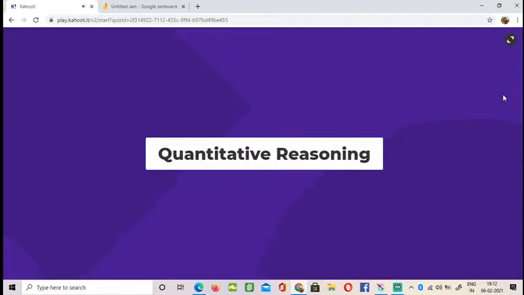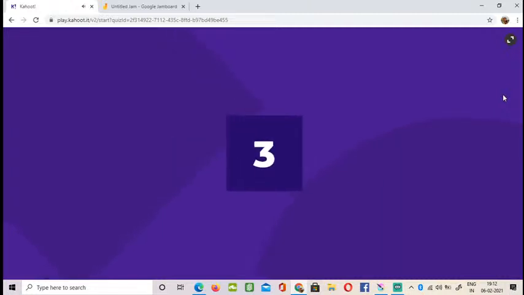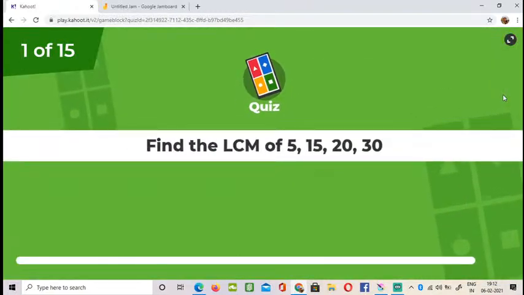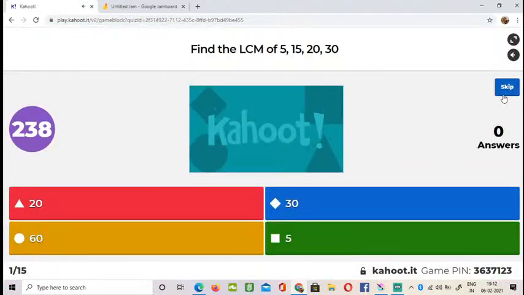Today your topic is going to be quantitative reasoning. I hope everybody knows. Okay, first question: find the LCM of 5, 15, 20 and 30. We have already discussed this. I have given you a lot of time because I wanted you to work it out and see whether you are getting the correct answer. If you get the correct answer, just give a thumbs up in the chat box and hit the like button without forgetting.